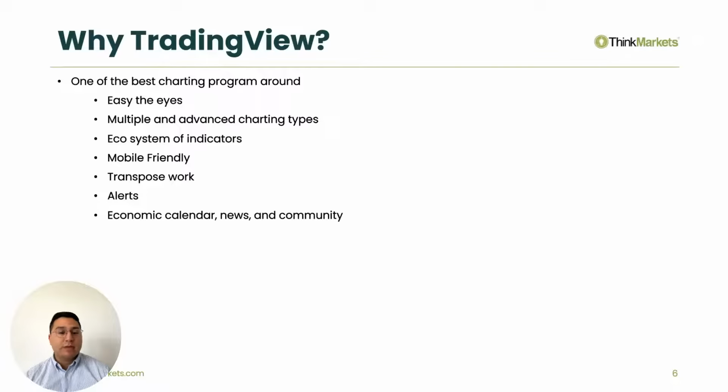They have multiple and advanced charting types, so you can have some of the more fancy ones like Renko charts or Kagi charts. There's several of them. They also have an ecosystem of indicators. So you have people producing indicators that you can download and install for free, and you also have people that are selling them. So you have more indicators that could potentially help you become a better trader. And then again, it's mobile friendly. Whatever analysis you do on the web version will show on the mobile and vice versa.